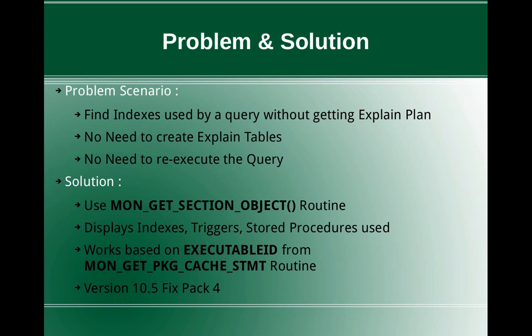The solution is to use the MON_GET_SECTION_OBJECT routine. This routine is available in version 10.5 fixpack 4, and the way it works is based on the executable ID from the MON_GET_PKG_CACHE_STMT routine. So whenever a query gets executed, it will be there in the package cache. You can get the executable ID of that particular query from the routine MON_GET_PKG_CACHE_STMT and pass that executable ID to the MON_GET_SECTION_OBJECT routine.